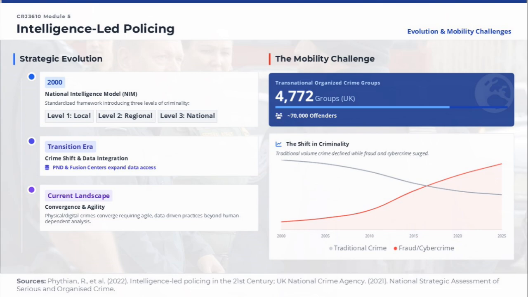Intelligence-led policing has evolved to address the growing mobility of organized crime and trafficking networks. Research on modern policing models shows a shift from local crime patterns to transnational threats operating across physical and digital spaces. Frameworks such as the National Intelligence Model classify criminal activity into local, regional, and national levels to improve coordination.